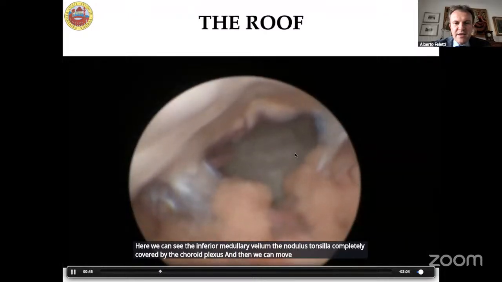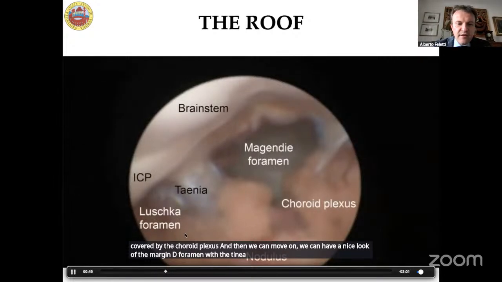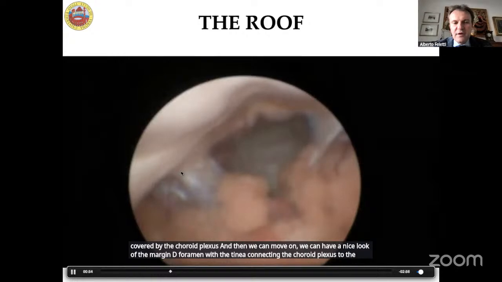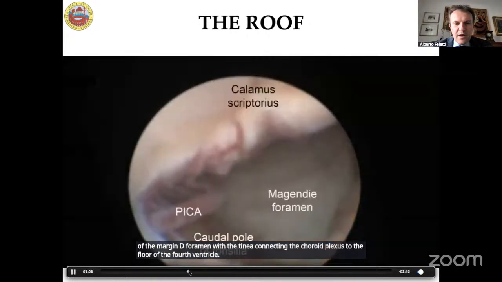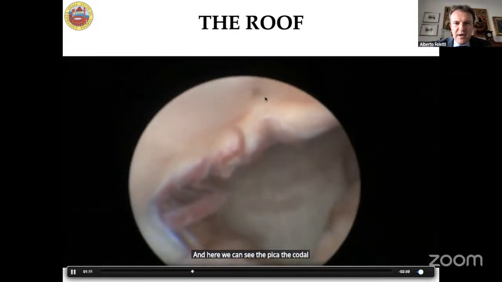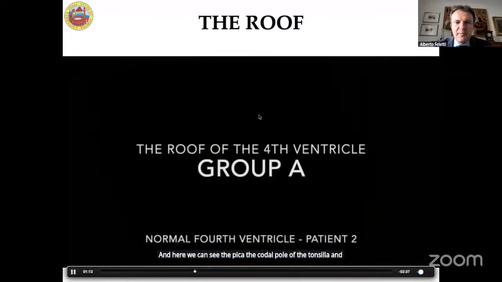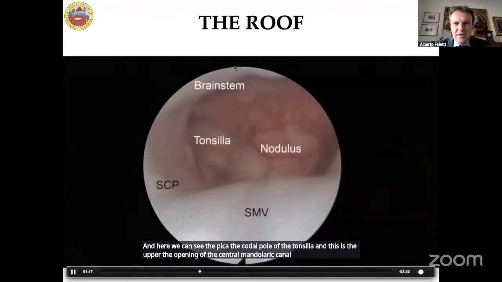We can have a nice look at the Magendie foramen with the tinea connecting the choroid plexus to the floor of the fourth ventricle. And here we can see the PICA, the caudal pole of the tonsilla, and this is the opening of the central medullary canal. This is another video of the same set of patients.